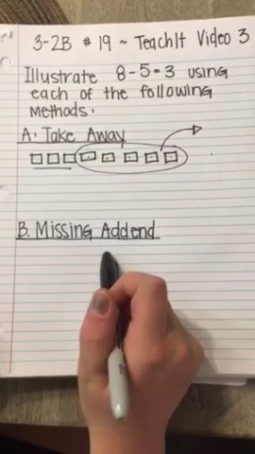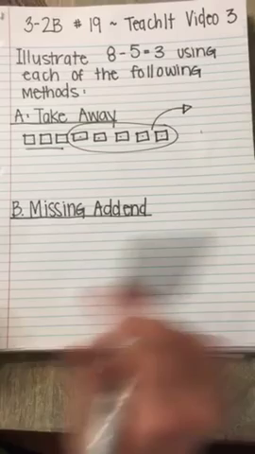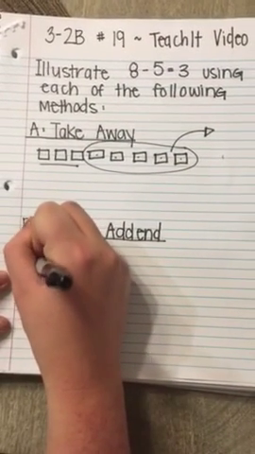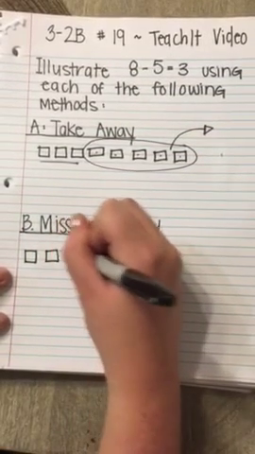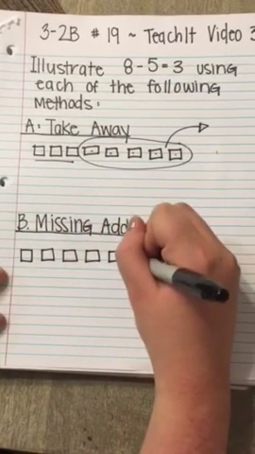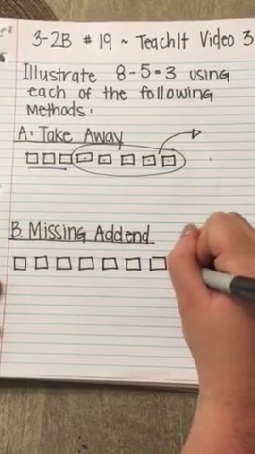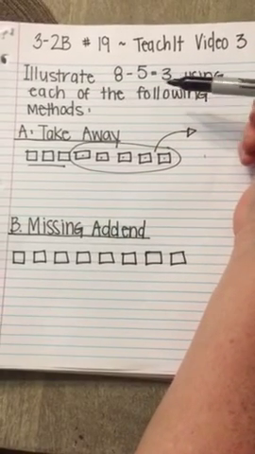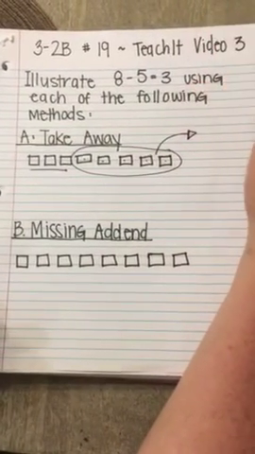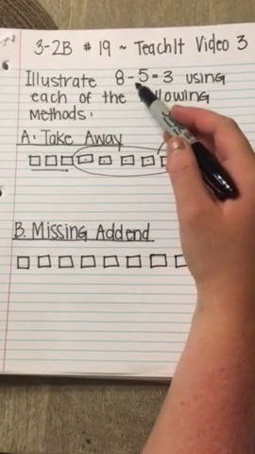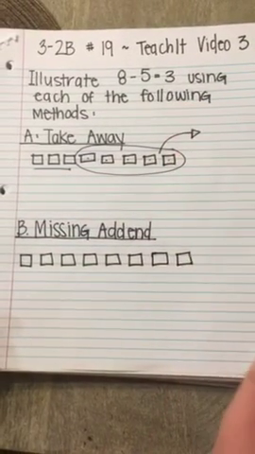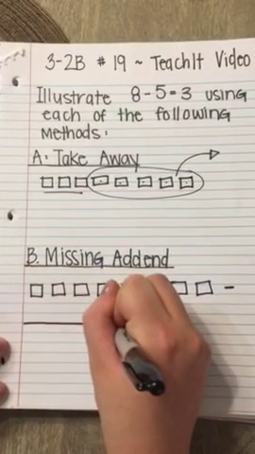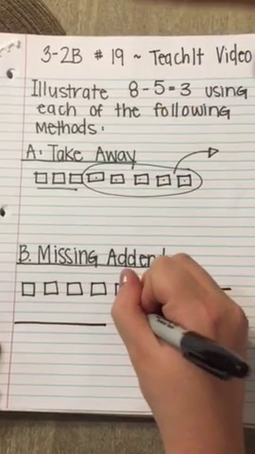The next method is the missing addend. So what we would do with this one, I think it's easiest to draw those 8 boxes that we have again for the start of our problem. So a missing addend is something that you're going to use kind of algebraically when you're missing something. So we're going to pretend that we are missing the 5 of our problem. So we're going to have minus and then a blank and then equals those 3 boxes.